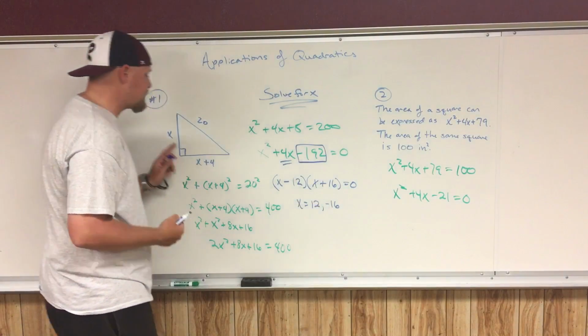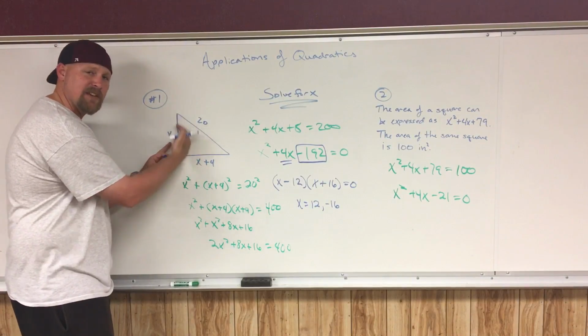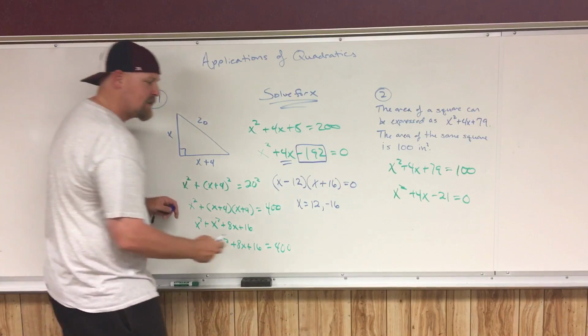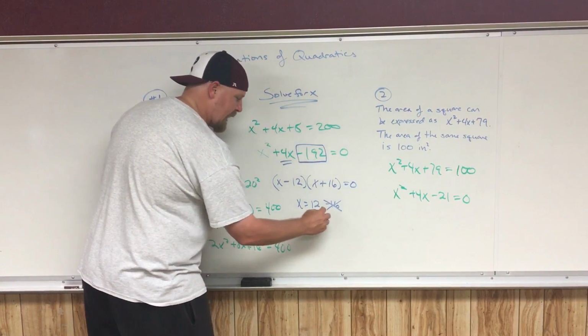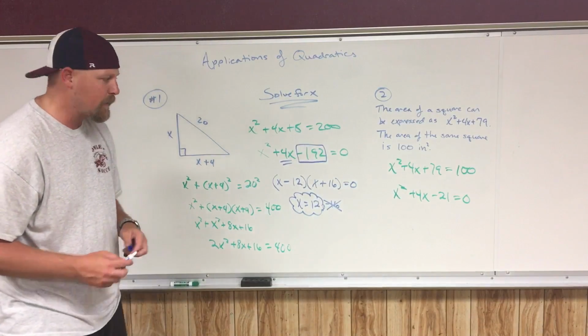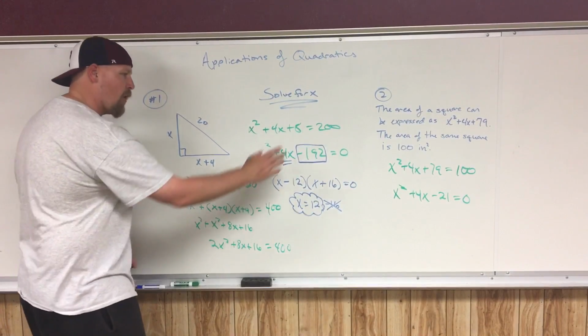But if we plug in negative 16, can we have a distance of negative 16? No, negative distance doesn't make sense. So in this application, x cannot be equal to negative 16. It can only be equal to 12. And then we're going to come over to this one right here.